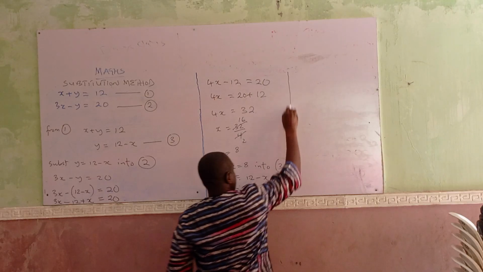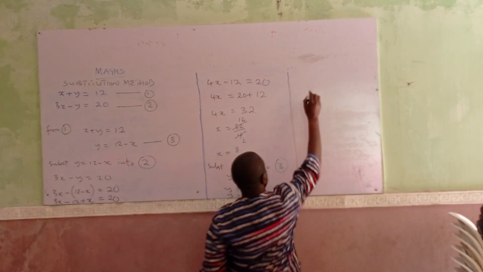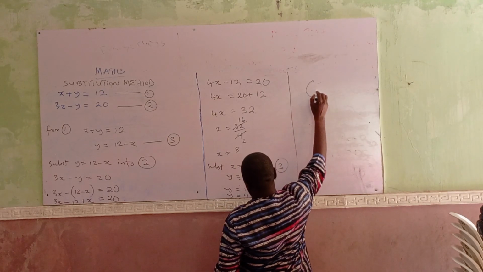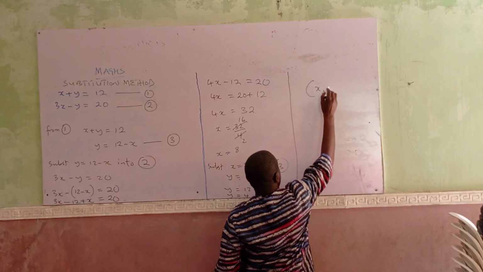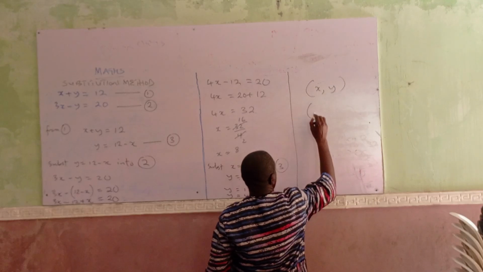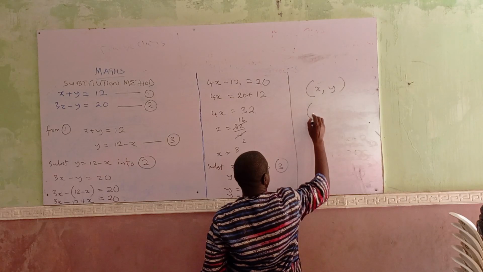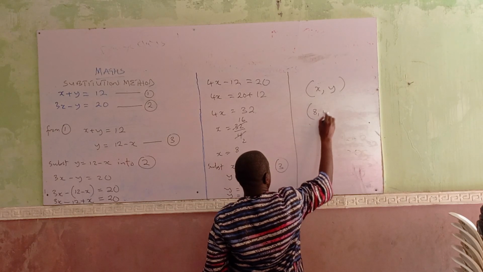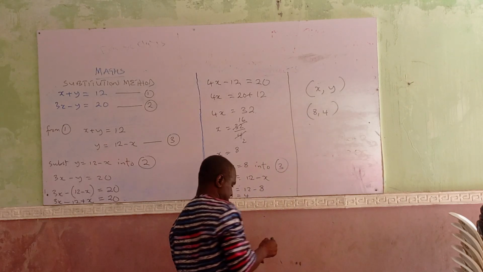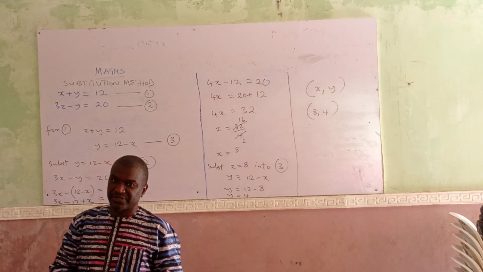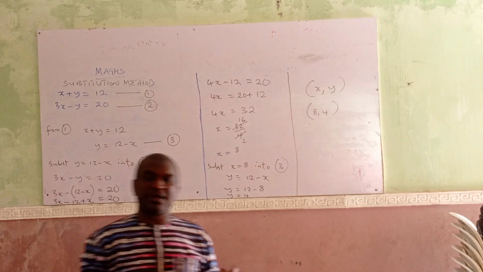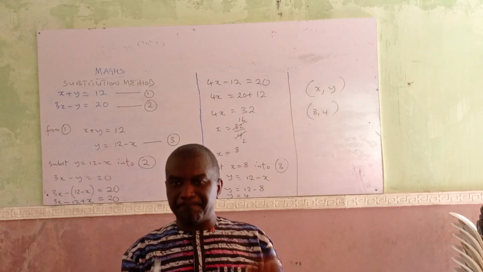Take note, I said put it in coordinate form. So we're going to have coordinate form: we have x, comma, y. So here we have 8, 4. So that is the value of x and y. Is that okay? So that is all about the substitution method.